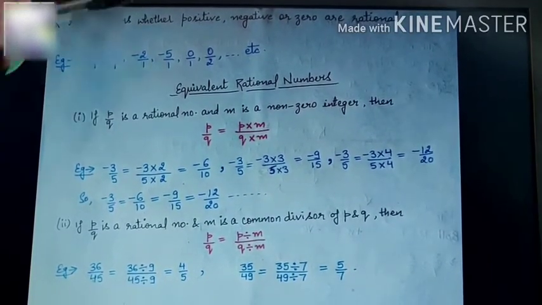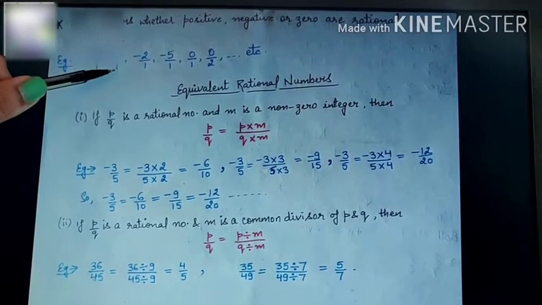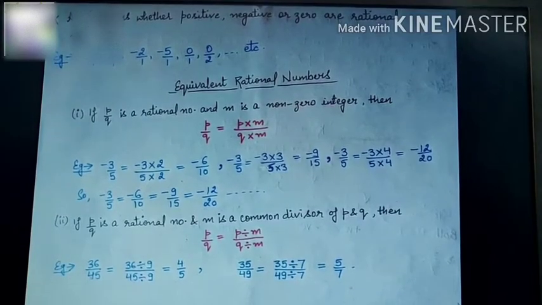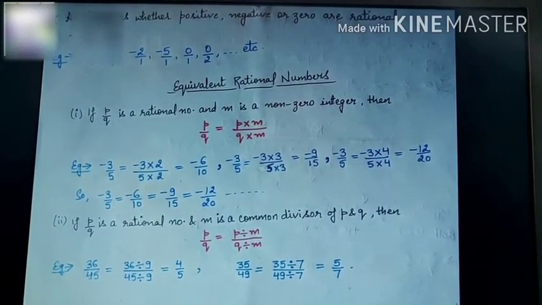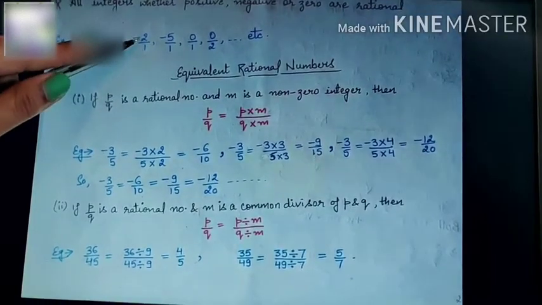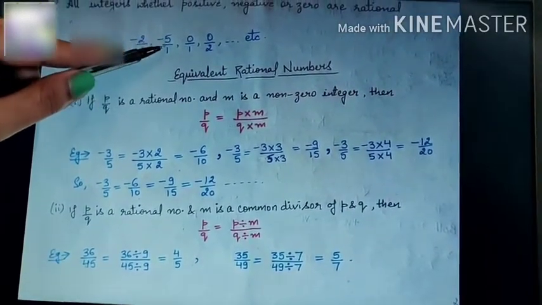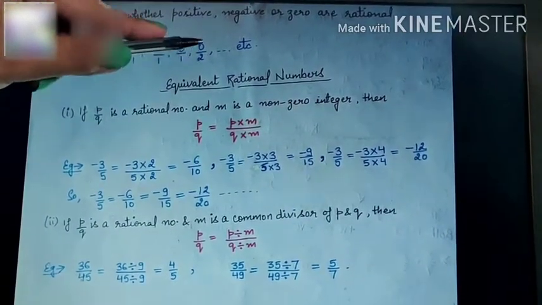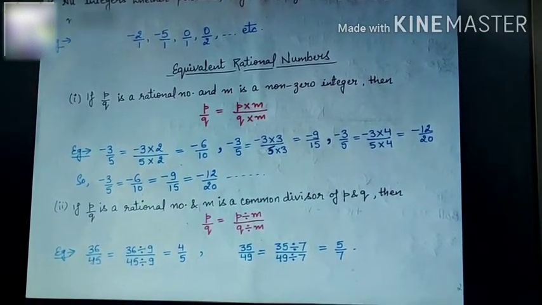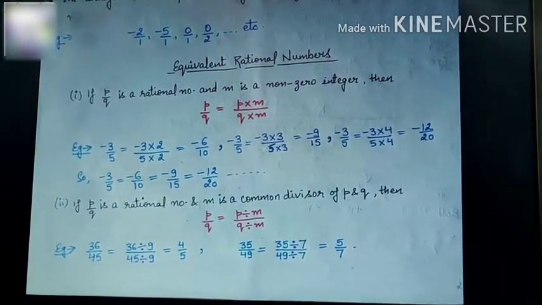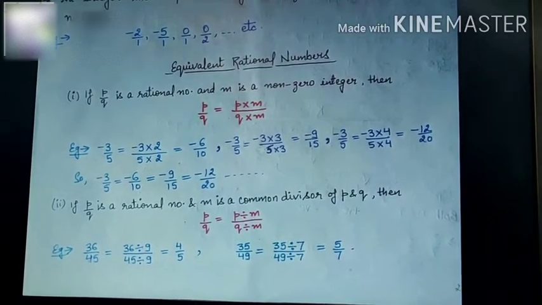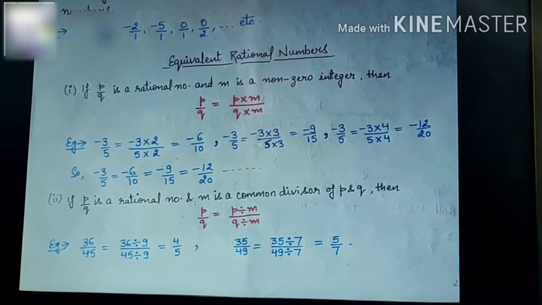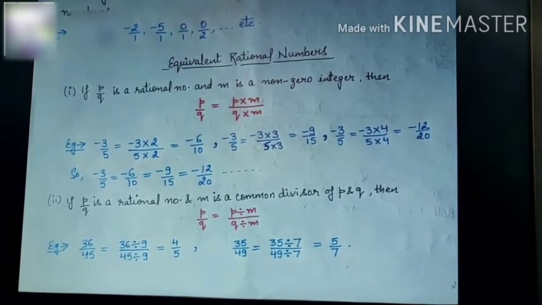4 upon 1. Similarly, 3 is a positive integer. In the denominator, we can assume 1. So it is in the form of p upon q. So 4 and 3 are rational numbers. Similarly, see negative integers. Minus 2 can be written as minus 2 upon 1. Minus 5 can be written as minus 5 upon 1. 0 can also be written as 0 upon 1, 0 upon 2, 0 upon 3. With 0, you can write any denominator other than 0 because 0 can be divided by any non-zero number. So as you can see, all these are written in the form of p upon q. So all the integers are also rational numbers.